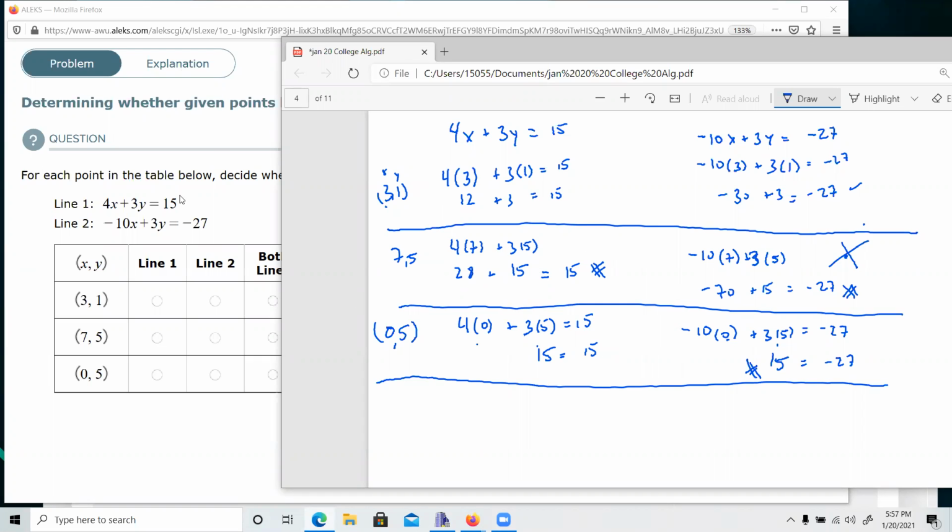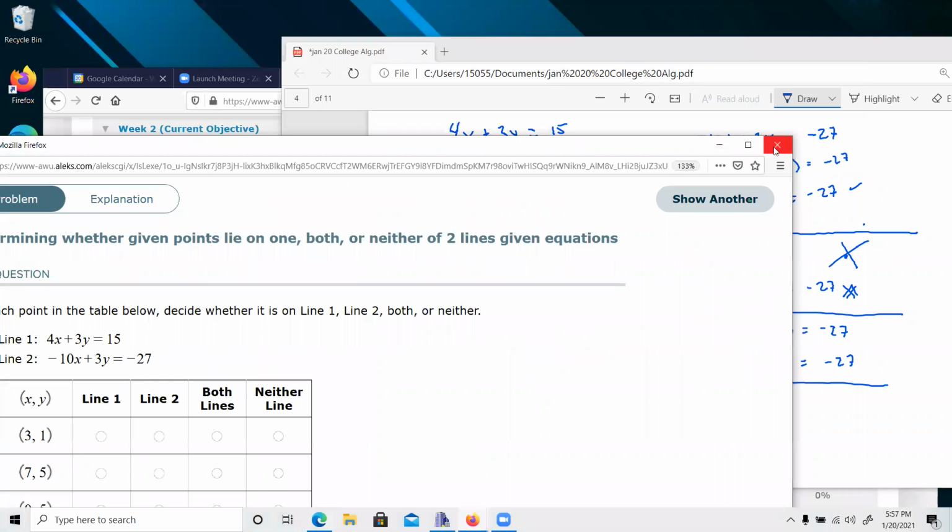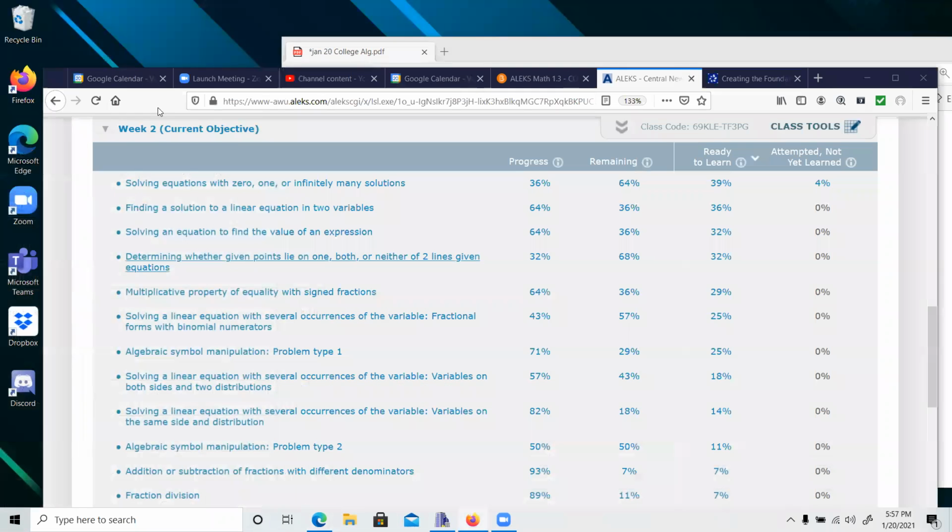All right. So that's all of those. So I got us all ready to learn stuff. We should be able to do some other stuff here.